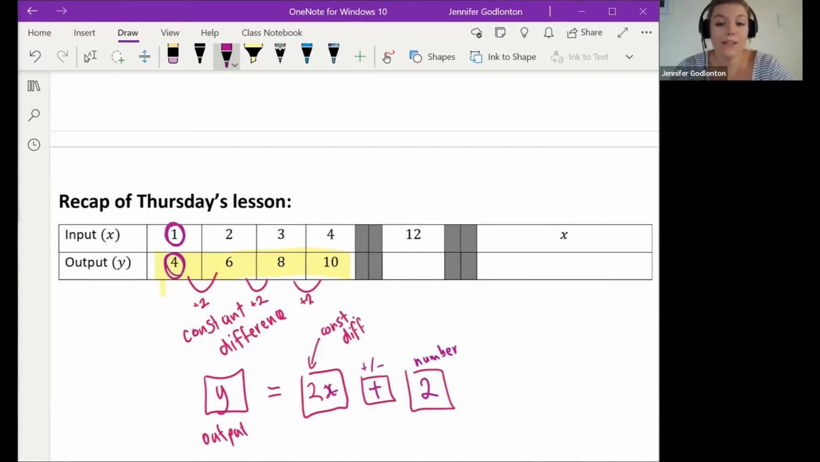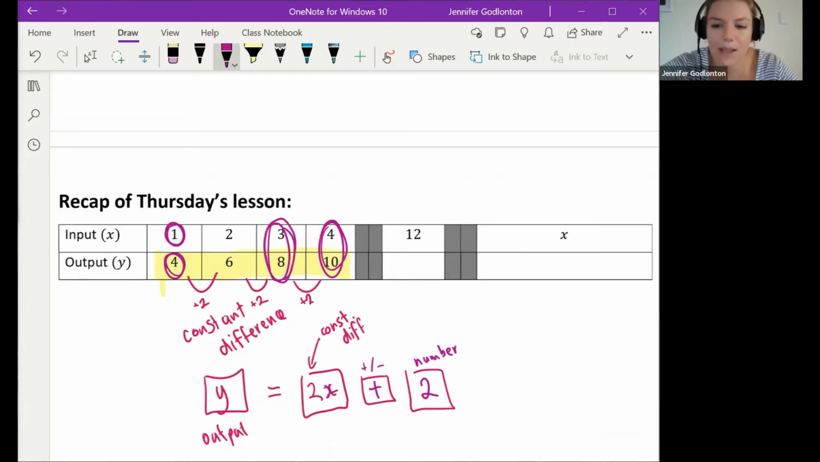And then if we are wanting to test this, we can put in any of the other pairs. So if I put in this pair, for example, let's look at this pair over here. If I had 2 times 3, that's going to give me 6. 6 plus 2 is going to give me 8. And if I look at my next one, 4 times 2 is going to give me 8. 8 plus 2 is going to give me 10.